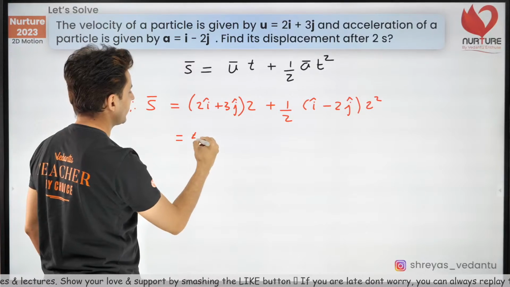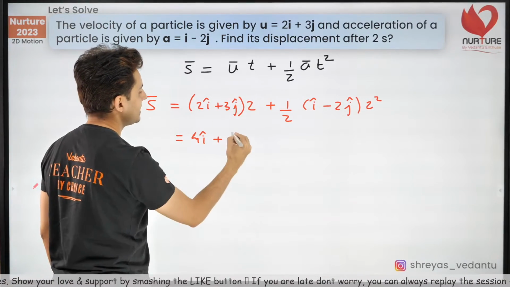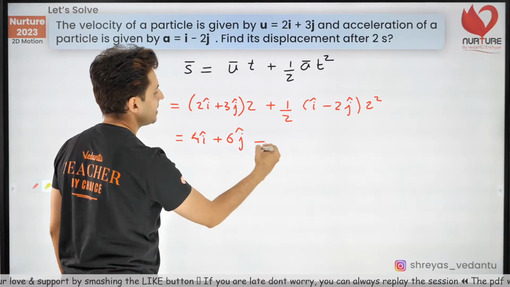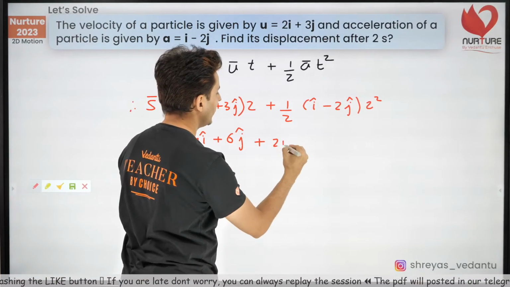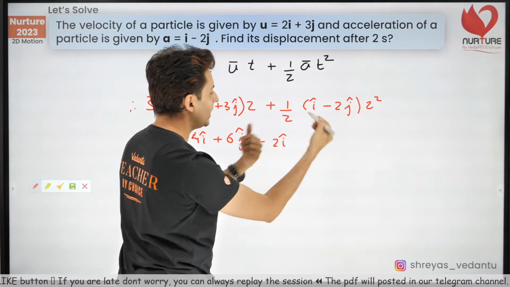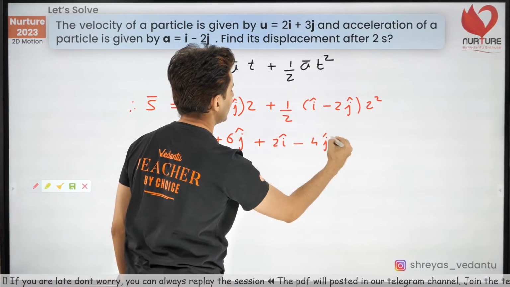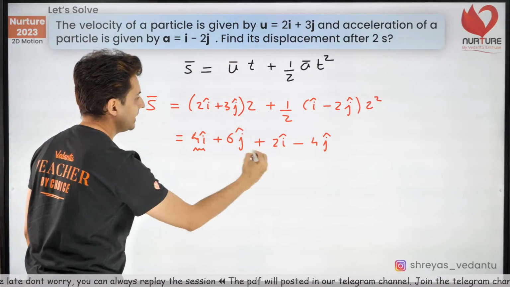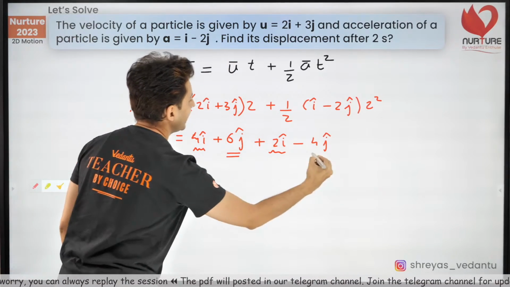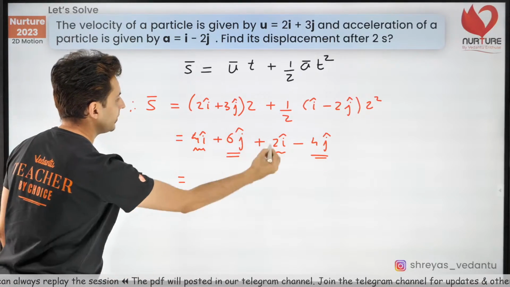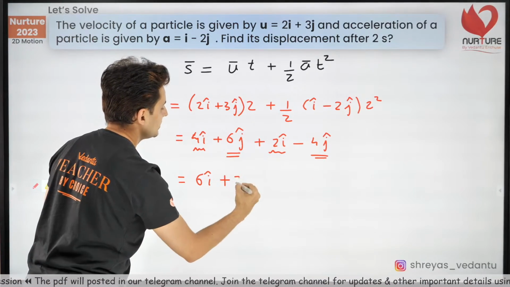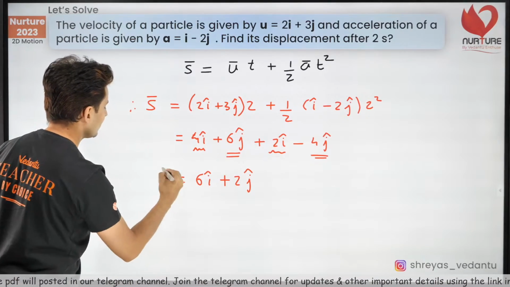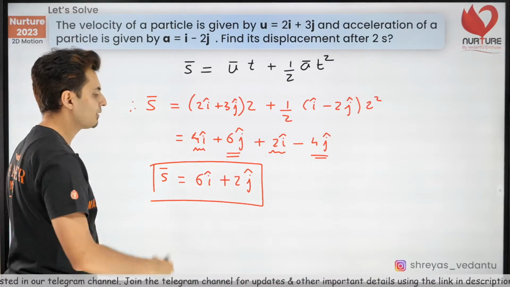Let's see what do we get. 2 into 2, 4. So 4i cap. 2 3s are 6. 6j cap plus 2 square by 2, 2. 2 into i, 2i cap. 2 into 2, again 4. So minus 4j cap. Now be careful. I will get added with i. J will get added with j only. So 4 plus 2, that's 6i cap. 6 minus 4, that's just 2j cap. That's the displacement. That's the final answer.